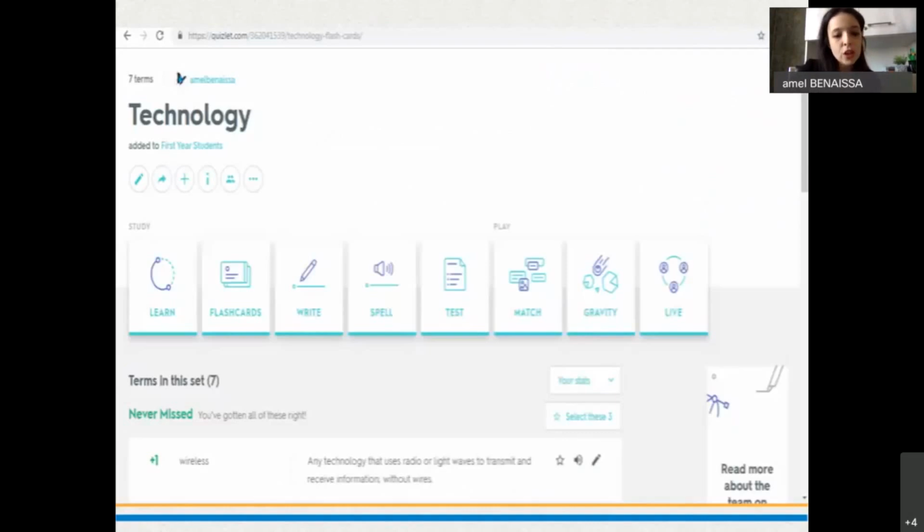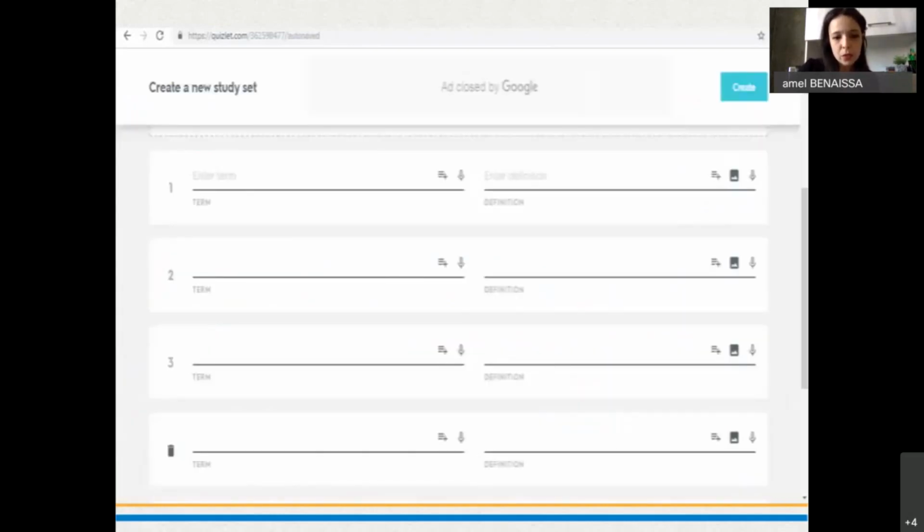We have digital flashcards, and writing, where they are given the word and they have to guess the meaning, and spelling. They can also be given an overall test. Most of the activities are free, but I believe the last one is not, but still I think these ones can help. Okay, so this is another exercise where they have to enter the term and guess the meaning.